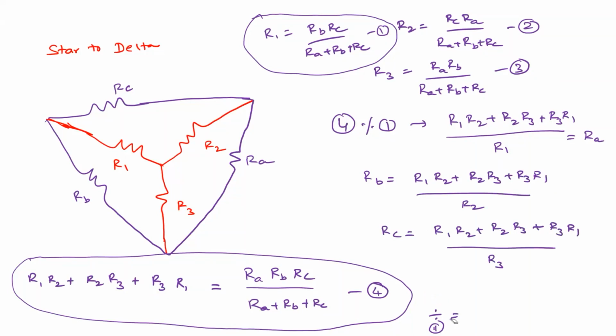Right. So what if R1, R2, R3 are all the same? For example, R1 equal to R2 equal to R3, each equal to R. Then the numerator will be 3R squared, so RA equal to RB equal to RC equal to 3R. Earlier it was divided by 3, so now it is multiplied by 3. That's all.